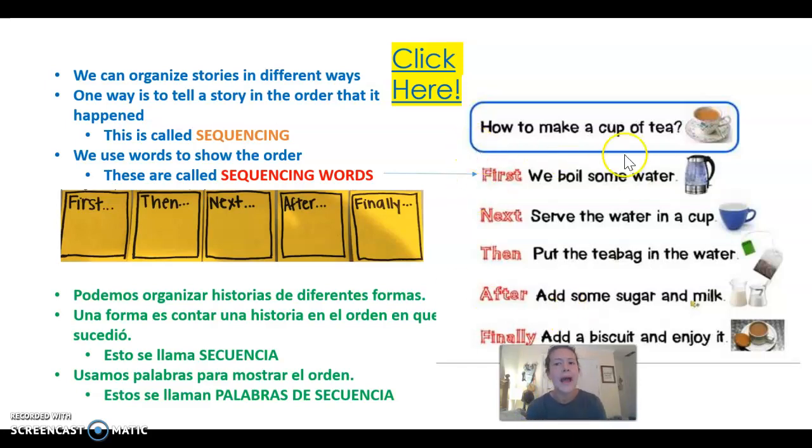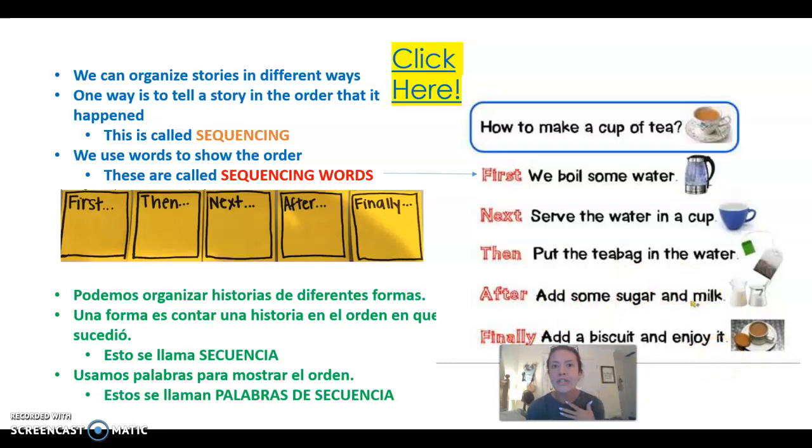So if I want to tell someone how to make a cup of tea, I need to tell them the steps of what to do in order. So I'm going to say, first we boil some water. Next we serve the water in a cup. Then we put the tea bag in the water. After, we add some sugar and some milk. And finally, we add a biscuit and enjoy it.